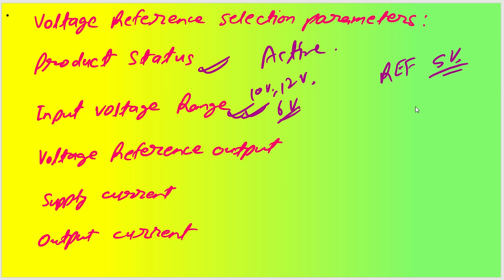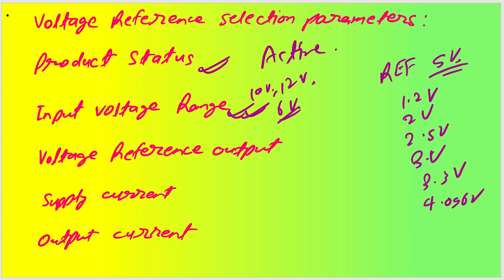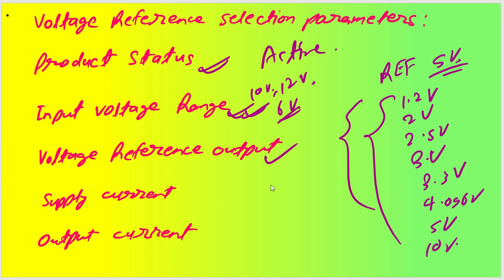Okay. There are various other references used. Basically, let's say 1.2 volt is used, or 2 volt, or 2.5, 3.3 volt, 4 volt, or 4.096 volt, 5 volt and 10 volt. Basically these are the variations that are generally used in references. Now coming back to the voltage reference output. So these are the outputs that you can take up. Okay, any of them can be the output.